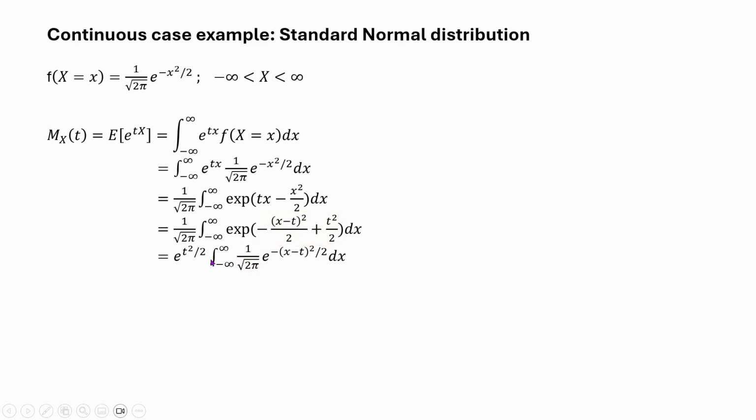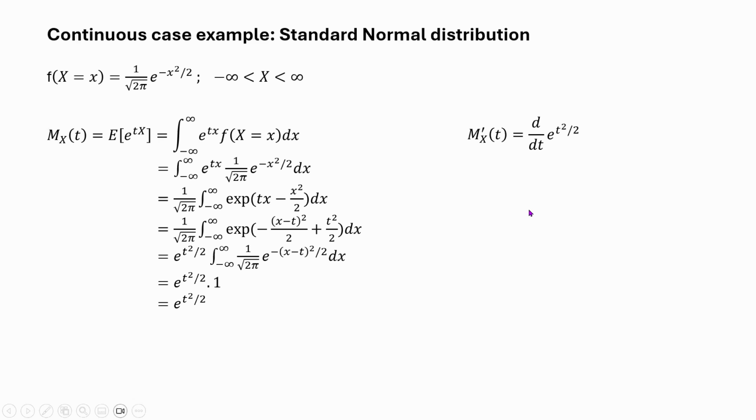Now this whole thing here, if you know your normal distribution, is a normal distribution with mean t and standard deviation of 1. So it is a legit PDF, and we are integrating it in its whole range. That means this should equate to 1, right? This is the law of probability. And so this is now 1. And so we now have our MX(t).